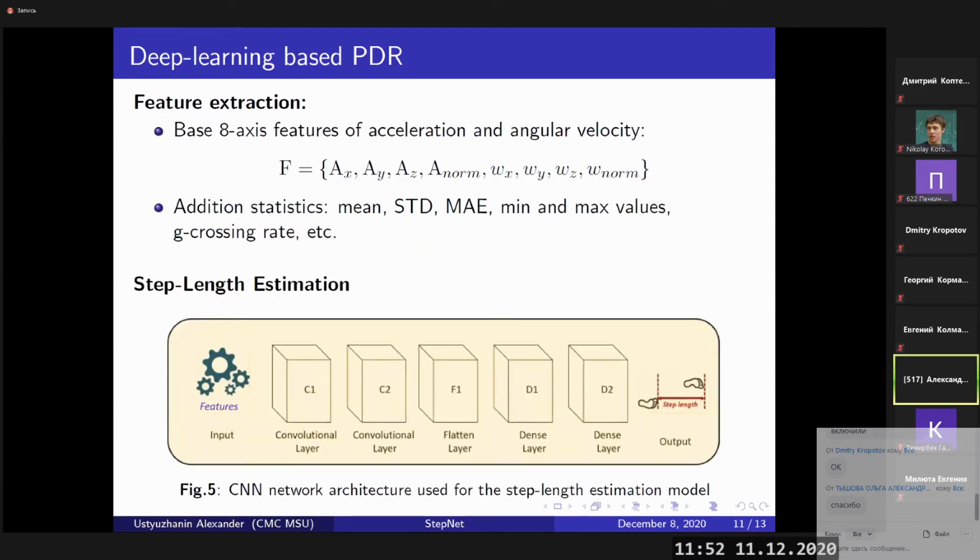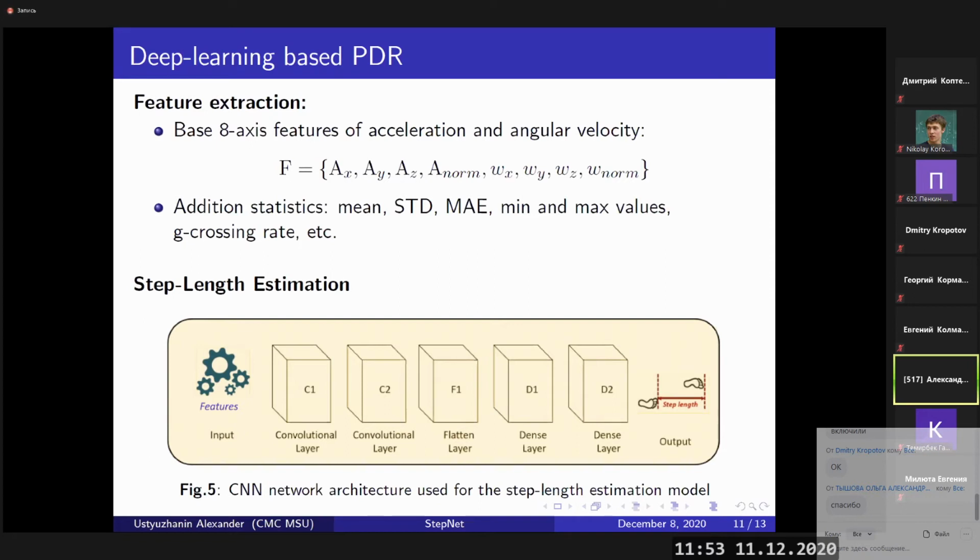Here's the feature extraction step. We calculate our main axis features of acceleration and angular velocity along each axis, and also the norm of the vectors. And we also add various statistics like mean, standard deviation, mean absolute error, min and max values, g-crossing, etc. Maybe it's worth noting what g-crossing is. G-crossing rate represents how many times in a certain window the norm of our acceleration crosses the value of 9.81, which is the acceleration of free fall.